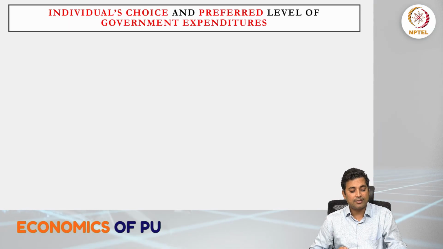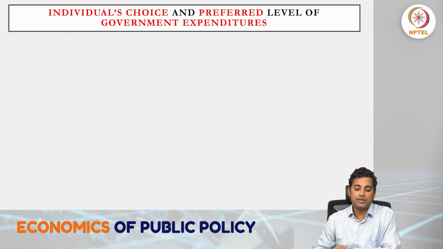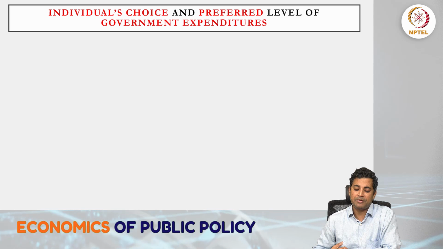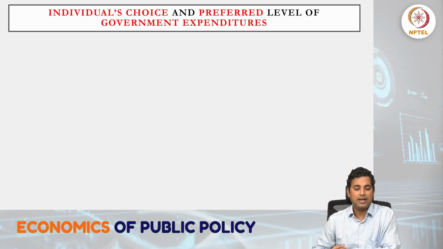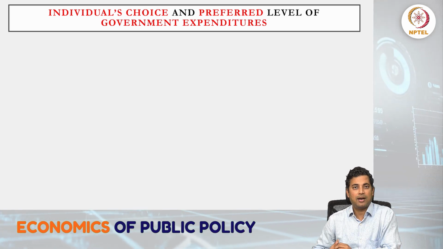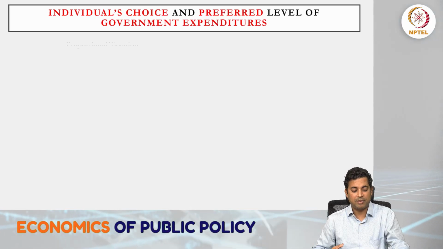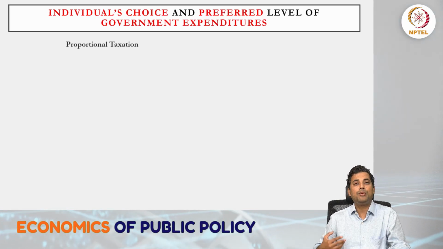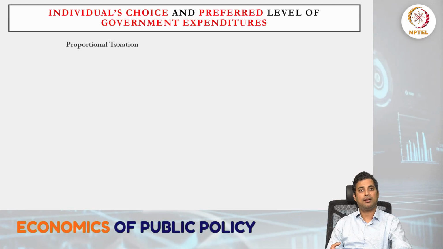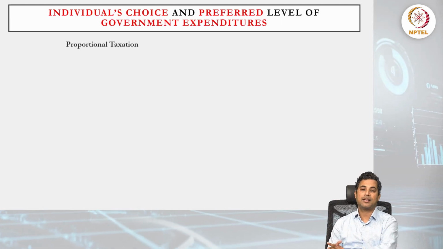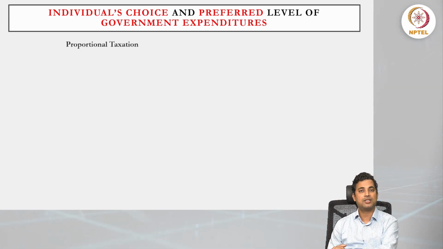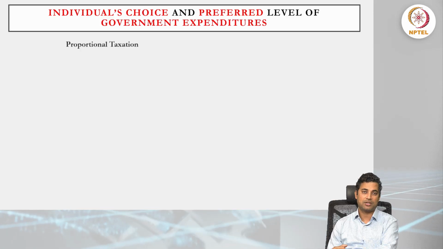So let us discuss today the individual's choice and preferred level of government expenditures, like how individual choices are made on government expenditures. Now there are 2 points that we discussed in our last class, 2 types of taxation. One is proportional taxation, the other one is uniform taxation.